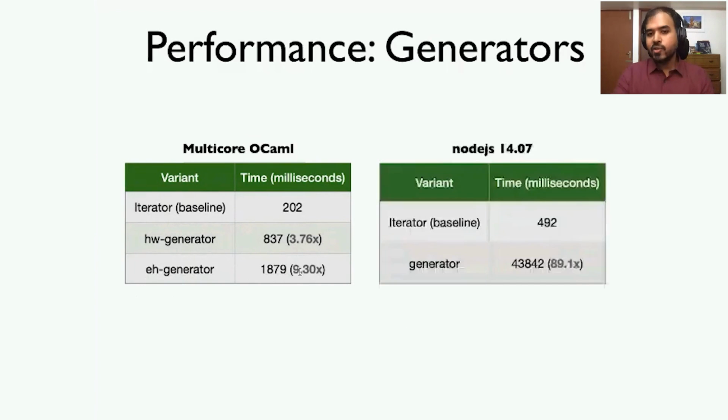Just to give you a complete picture, we ran the same experiment on Node.js, where we used JavaScript's built-in generator support. And we had an iterator that ran for 492 milliseconds, and the generator was 90 times more expensive. That's an order of magnitude more expensive than the generator in Multicore OCaml. And the fact that this is not a privileged built-in, we are using effect handlers to construct the generator, we think this is a win.